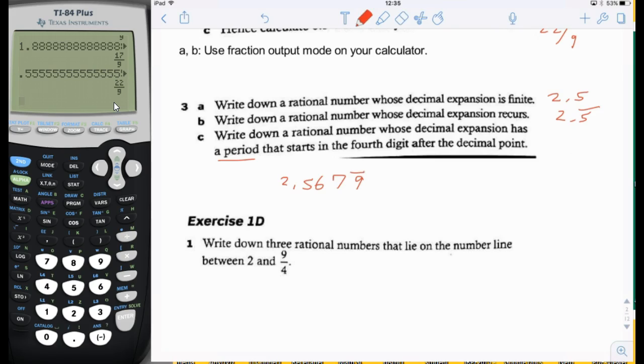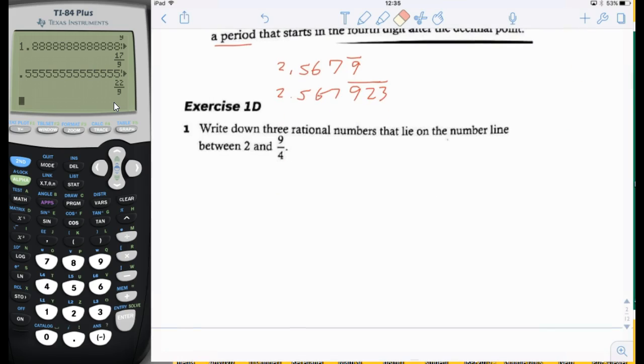Or it might be something more complicated. It might be 2.567, 923, 923, 923, and we could write that by putting a horizontal line over the 923. Okay, so those are 2 possible answers.